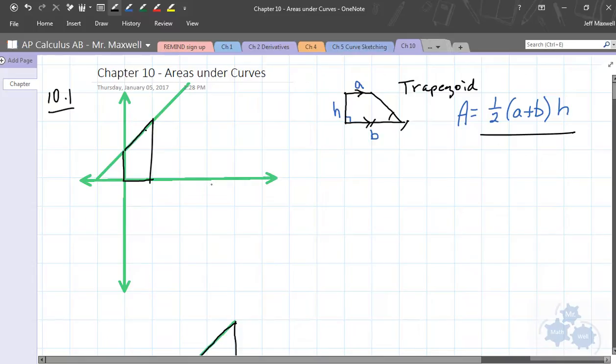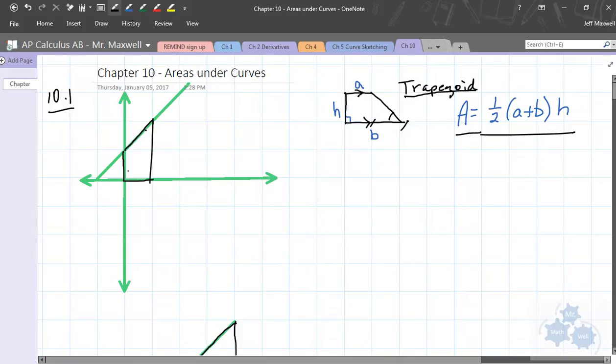this is 10.1. What I want to first of all mention is that this shape right here is called a trapezoid. And I won't go through in this video how this area formula comes about. But a trapezoid has two sides that are parallel to each other, and the area for a trapezoid is 1/2 (A plus B) times H, where A is the length of one parallel side and B is the length of the other. So this is the area for a trapezoid.